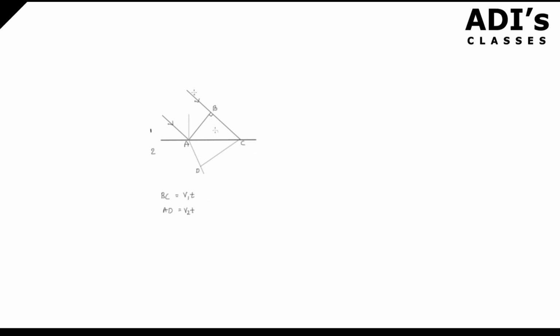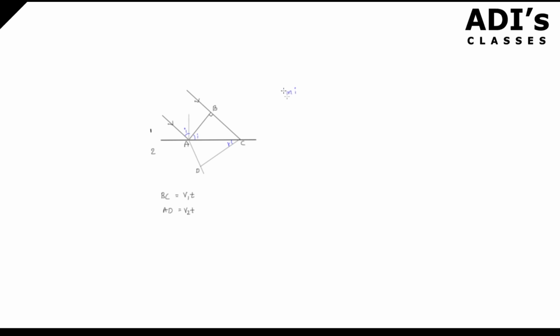So BC will be V1 into T. So V1 into T will be the distance BC. Let's say it comes here, let's call this point D. Similarly, AD will be V2 into T. So AD is another distance. BC is the distance traveled by the light in medium 1 and AD is the distance traveled by the light in medium 2.